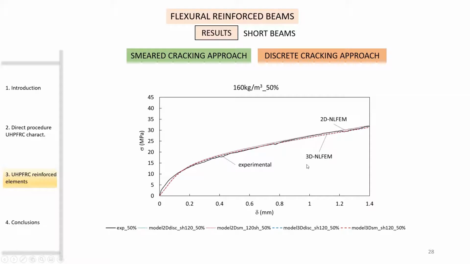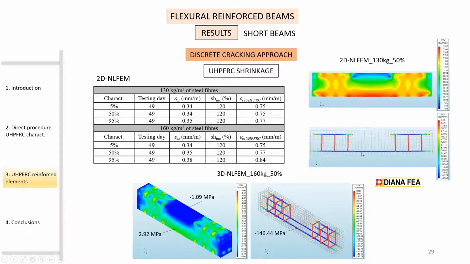Also, if we compare the 3D model to the 2D model using the discrete cracking approach and the smear cracking approach to the experimental, we can see how the results are very close due to the influence of the longitudinal reinforcement. This is the opposite of what we obtained when we modeled the unreinforced 4-point bending test, as we had a very big difference between the discrete and the smear cracking approach, especially for the softening part.